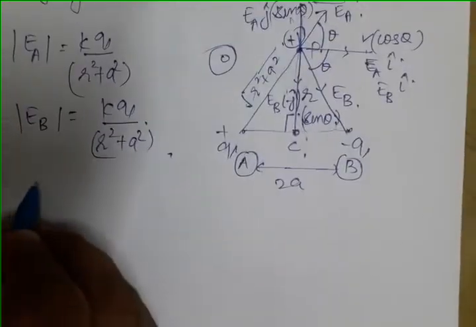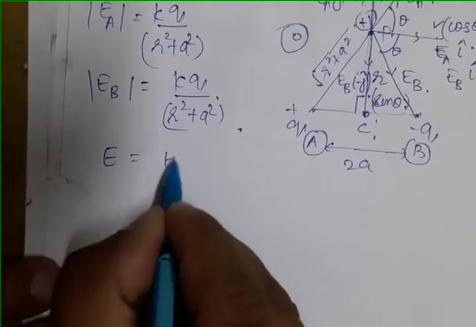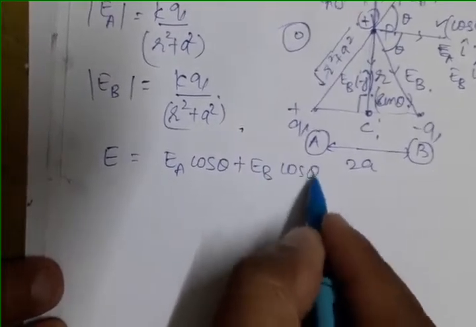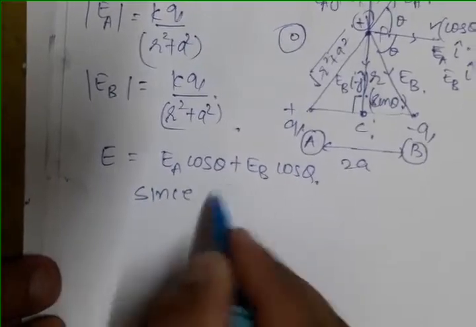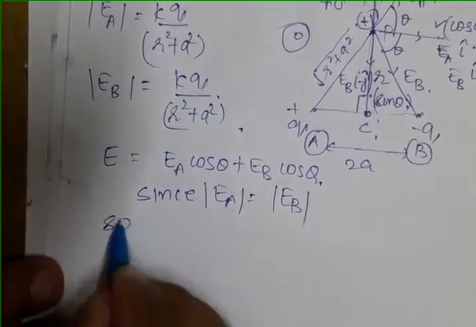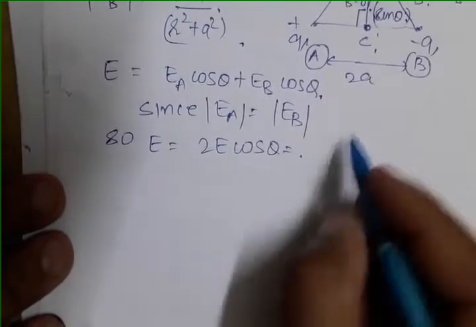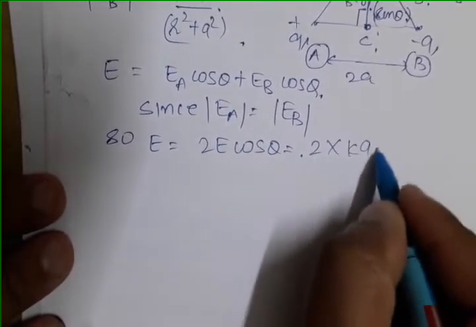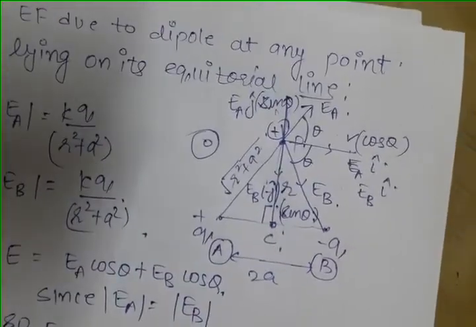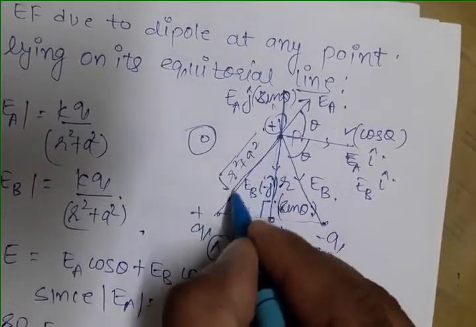So the resultant electric field is given by EA cos theta plus EB cos theta. Since the magnitudes of EA and EB are both equal, the resultant electric field will be twice E cos theta. So it is twice E. What is E? kq upon r square plus a square. The other factor is cos theta. Check carefully. If this angle is theta, this is also theta. You can see in this diagram.